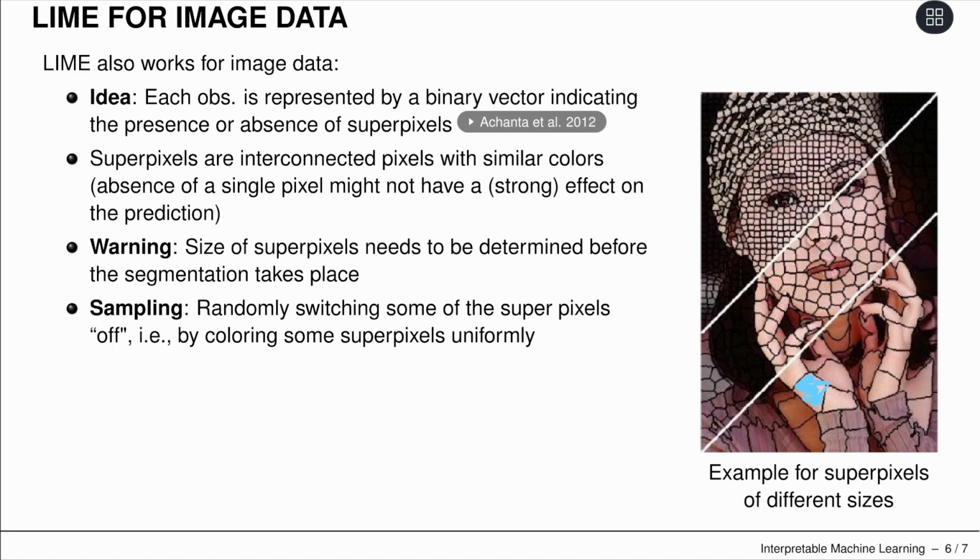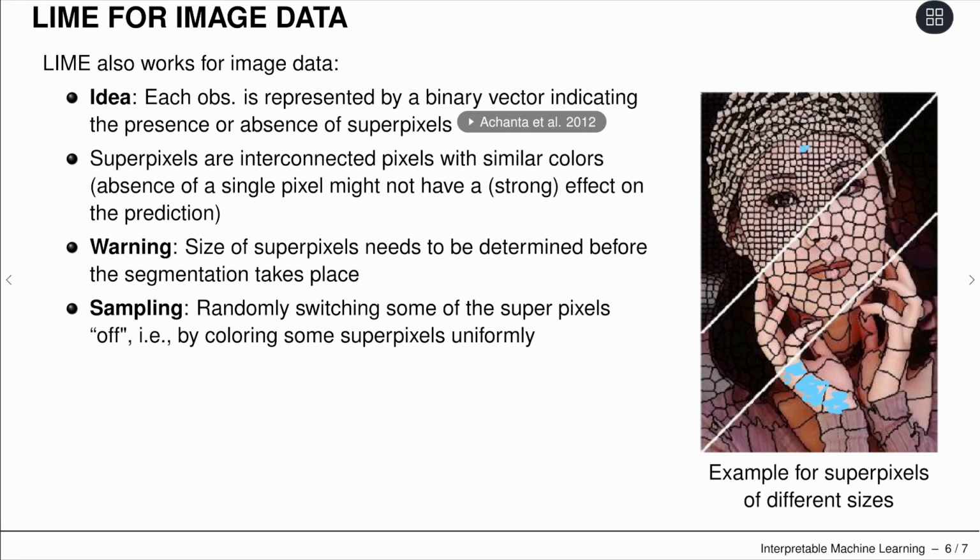Superpixel, why are we talking about superpixel? Because these are interconnected pixels with similar colors. And the idea is that the absence of a single pixel might not have a strong effect on the prediction, right? But if you're removing entire patches of these, at some point we're really losing information. The problem, of course, is what is the size of the superpixel? And these have to be determined by the user. And that's a different kind of story, right?